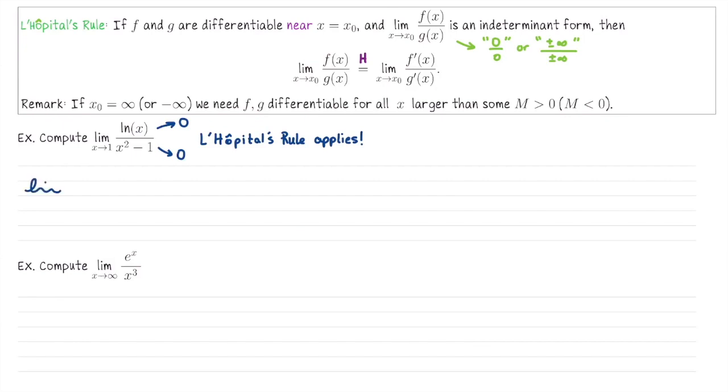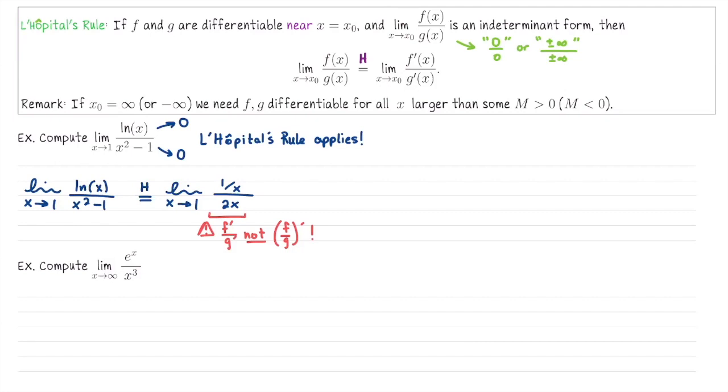So what we can say is that the limit as x goes to 1 of natural log of x divided by x squared minus 1 is equal, according to L'Hopital's rule, to the limit as x goes to 1 of the derivative of the numerator, which is 1 over x, divided by the derivative of the denominator, which is 2x. One mistake I see sometimes is that people take the quotient rule. Instead of doing just derivative of the top divided by derivative of the bottom, they might try to do low d high minus high d low. That's not what we're doing here. This is not the quotient rule.